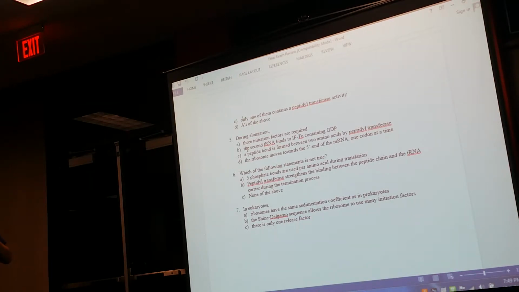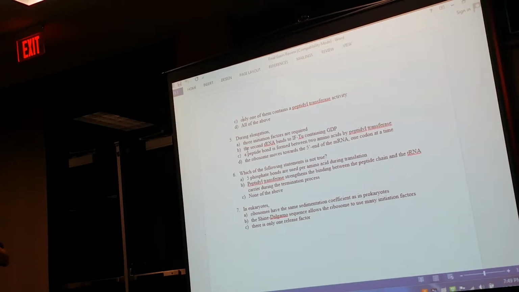In eukaryotes, ribosomes have the same sedimentation coefficient as in prokaryotes. So this one is a complicated way of saying a sedimentation coefficient is a way to measure the size of a ribosome. So if you see the term sedimentation coefficient, eukaryotes have a larger one, prokaryotes have a smaller one, so they are not going to be the same, so A is incorrect.